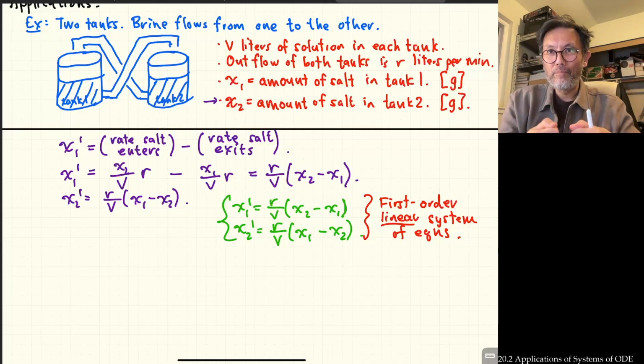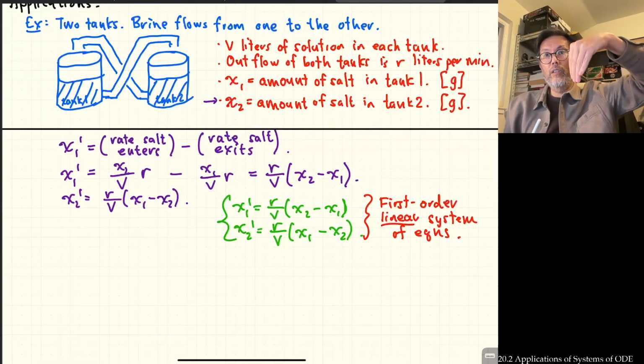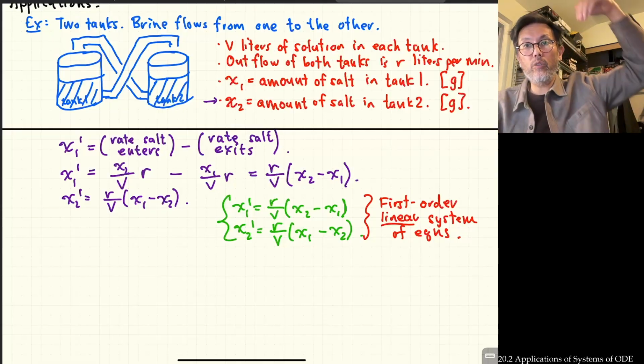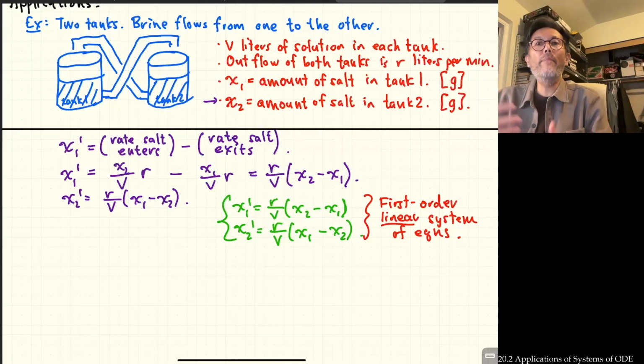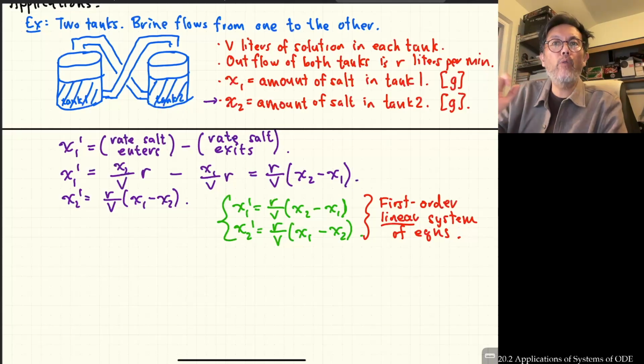Is their sum. X1 plus X2 is not going to change because there isn't an external source of brine which is messing with the total amount of salt in these two tanks. So X1 plus X2 won't change with time.